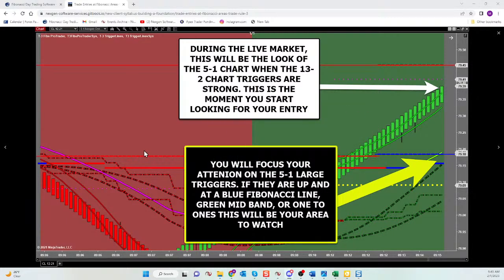So during the live market, this will be the look of your 13.2 chart, guys. Everything is strong. There's nothing in the way. This will be the look of your 5-1 when the 13.2 is strong, has a clear path. Forgive me.